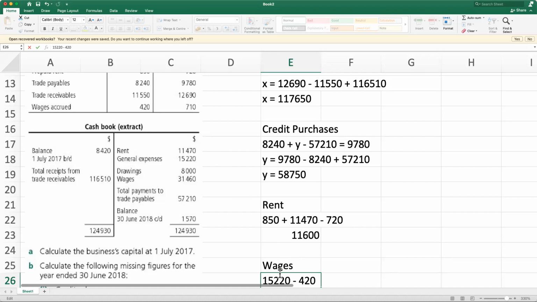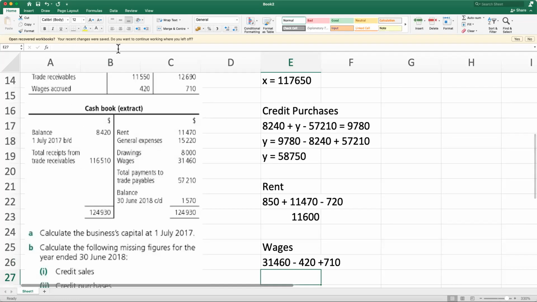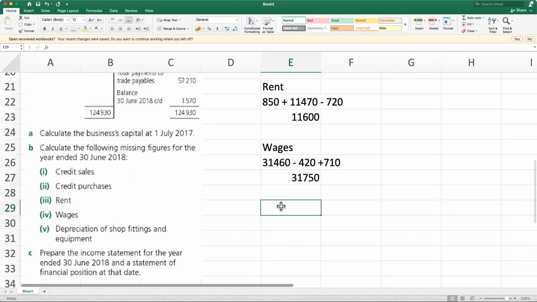Oh, sorry, yeah. My wages, 31,460. So I need to calculate how much I actually owe this year. I need to add it in. Then I can get my answer. It's 420 plus 31,750. So this is my total wages that is in my income statement this year. And the last one will be depreciation.